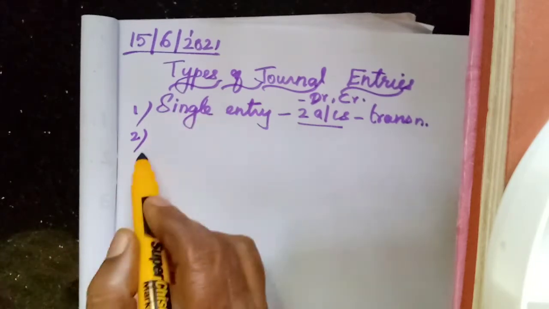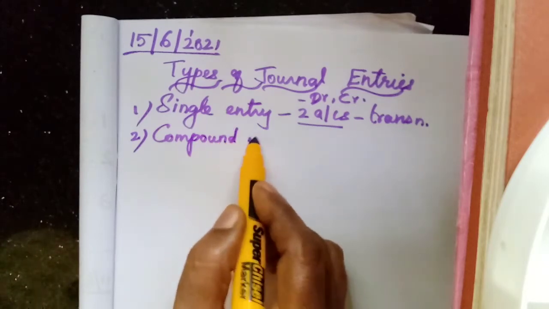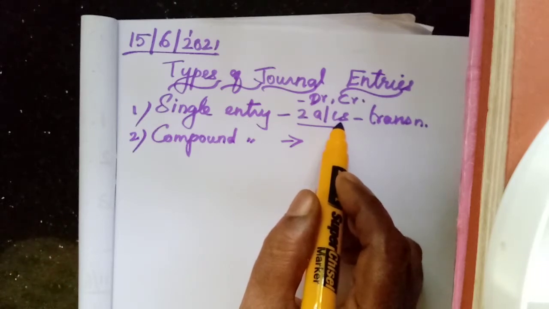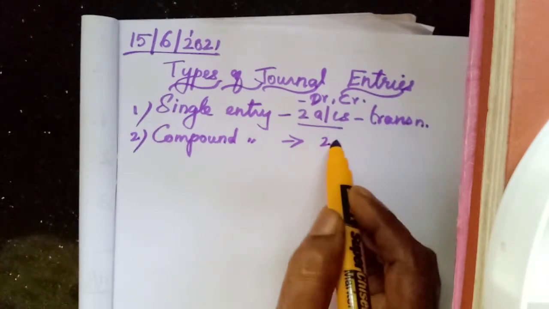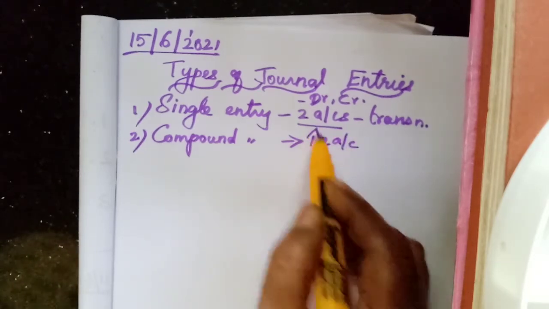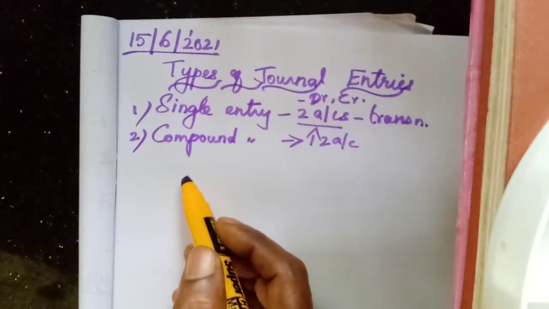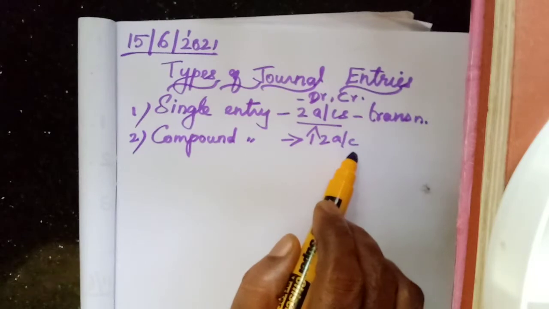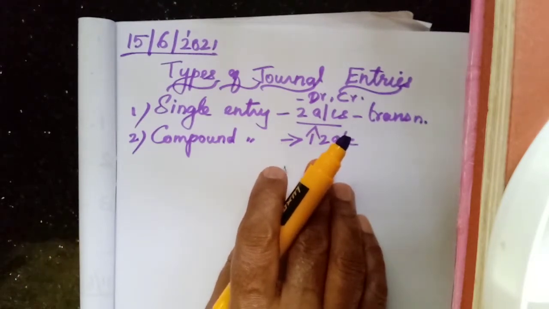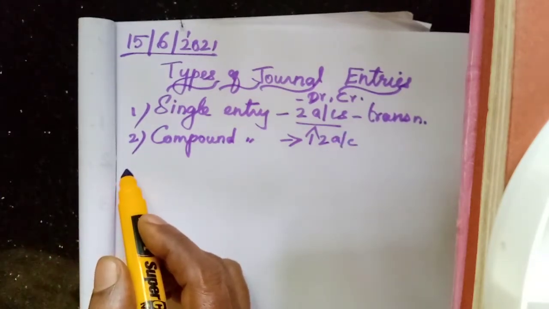Then the opposite of single entry is compound entry. Previously we have learned that a minimum of two accounts must be involved. There may be more than two accounts. If the transaction involves more than two accounts, then that entry is called compound entry. One must be debited and one must be credited, but here, with more than two accounts, either it may be debited or it may be credited. That entry is called compound entry.